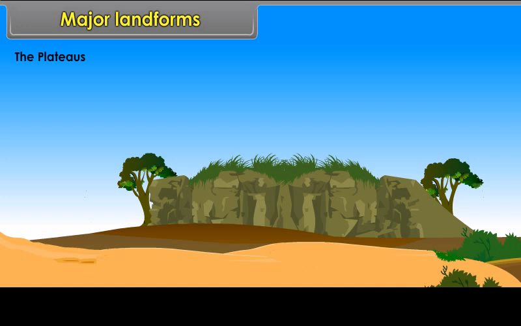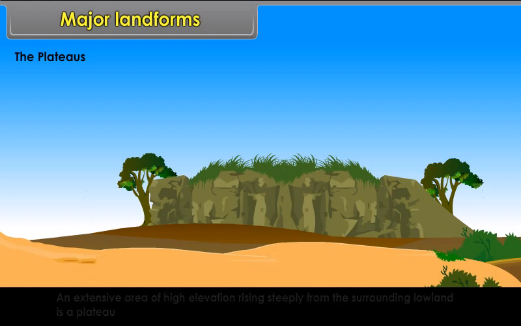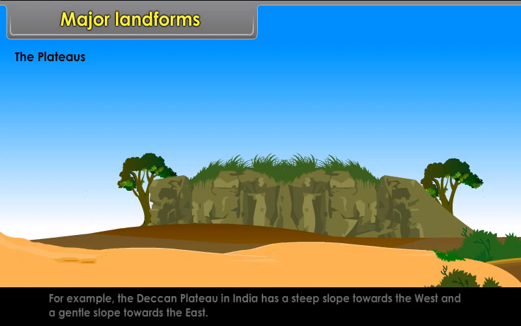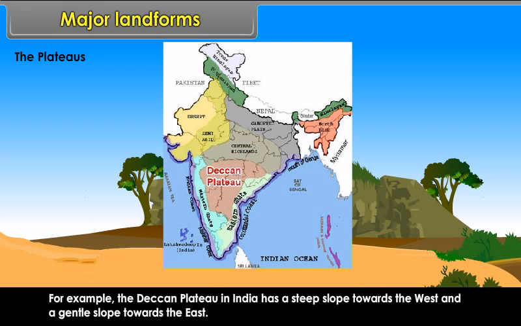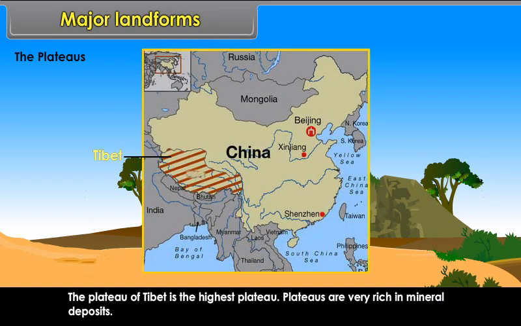A plateau is an extensive area of high elevation rising steeply from the surrounding lowland. Some plateaus have a steep slope on one side only and gentler slopes on other sides. For example, the Deccan Plateau in India has a steep slope towards the west and a gentle slope towards the east. The Plateau of Tibet is the highest plateau.